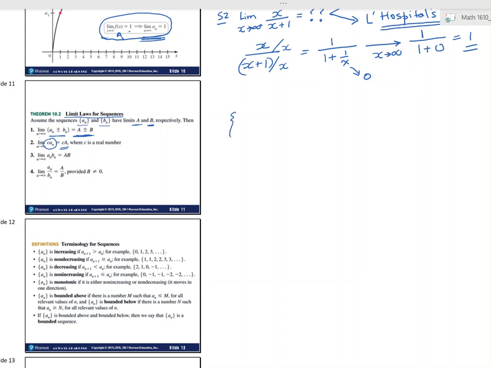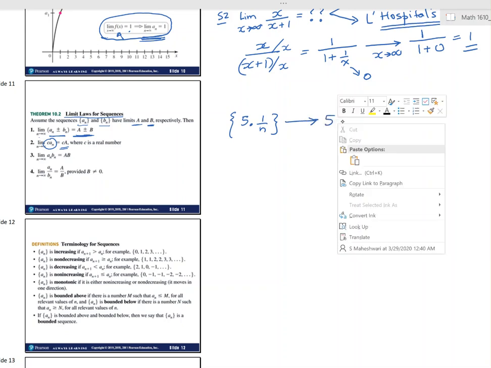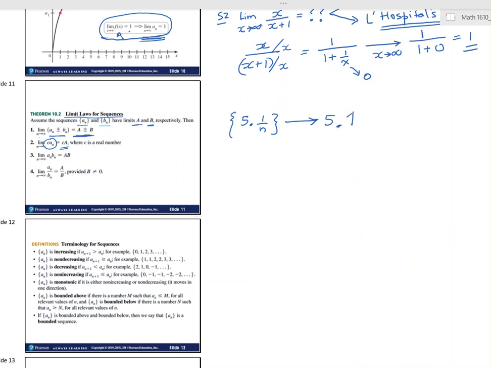In other words, for example, suppose I had a sequence 5 times 1 over n. So what would be this guy's limit? It would be 5 times 1. So that would be 5, because 1 over n has the limit 1. Similarly, if the two sequences are multiplied, a_n times b_n, then the limit would be a times b. If they are divided, the limit would be a divided by b.